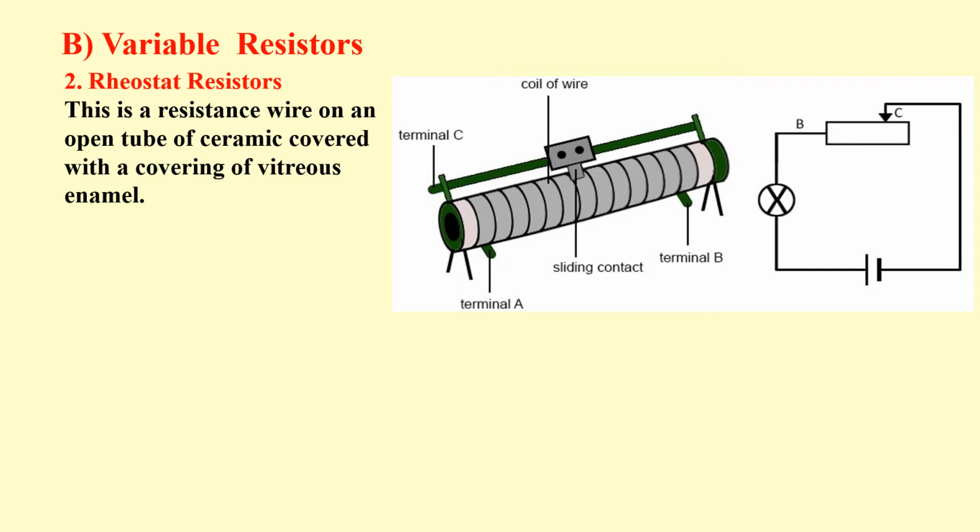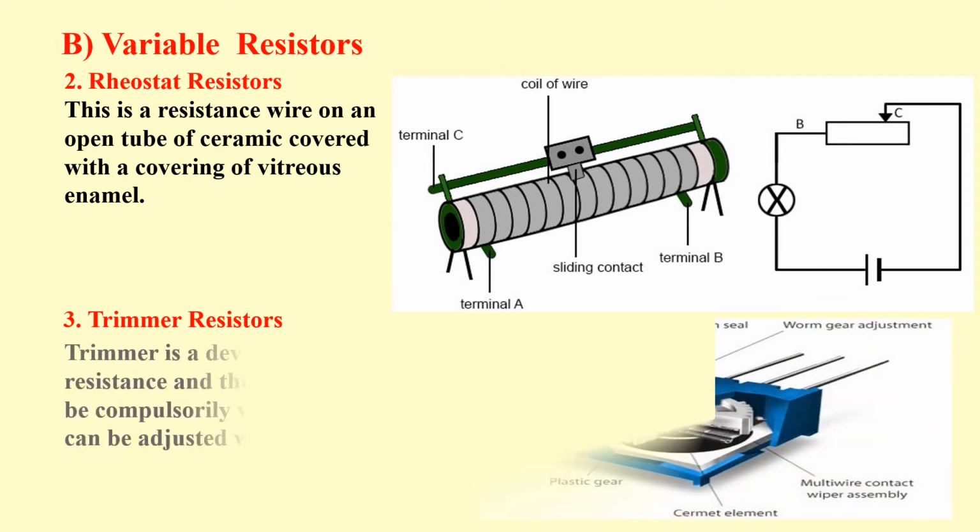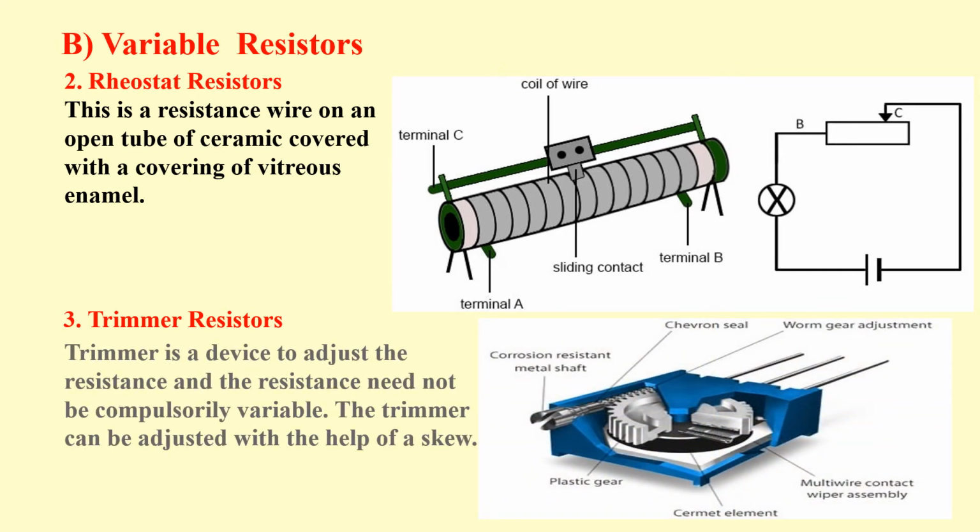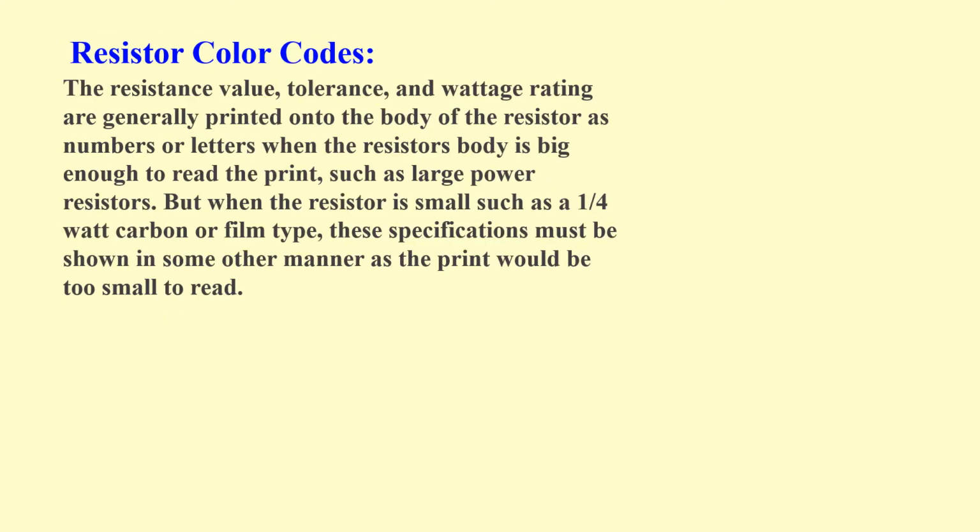The second type of variable resistor is the rheostat resistors. This is a resistance wire on an open tube of ceramic covered with a covering of vitreous enamel. The third type of variable resistor is the trimmer resistor. Trimmer is a device to adjust the resistance, and the resistance need not be compulsorily variable. The trimmer can be adjusted with the help of a screw.